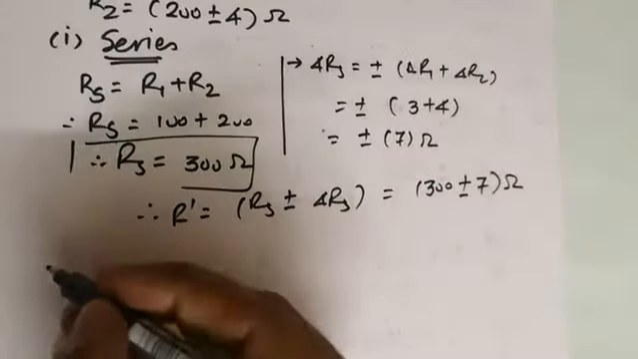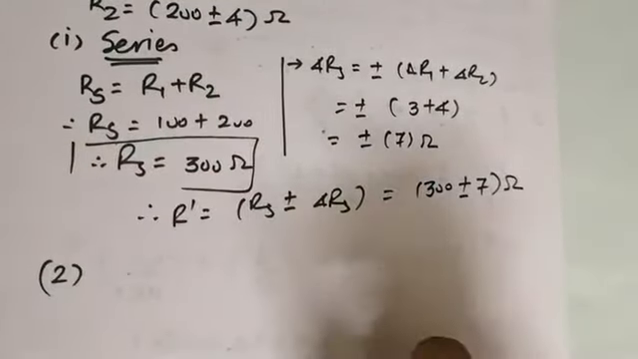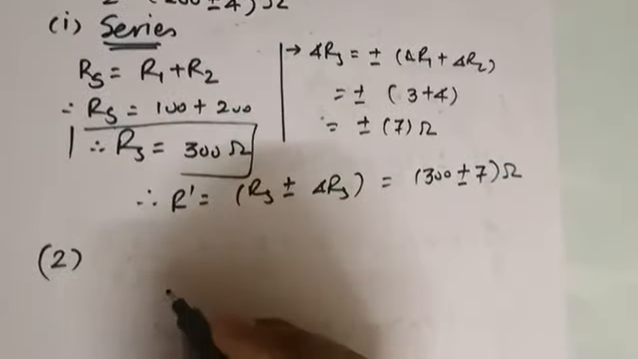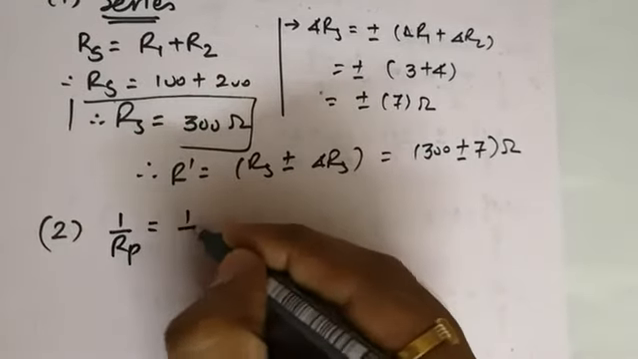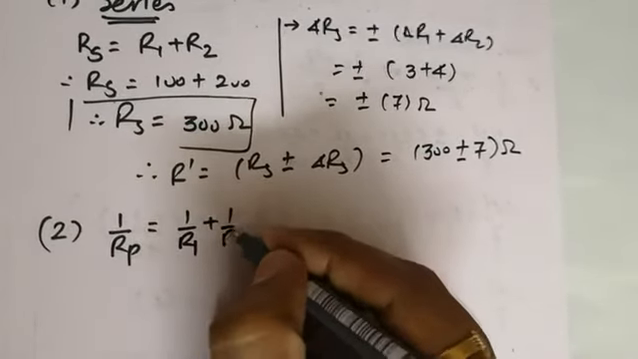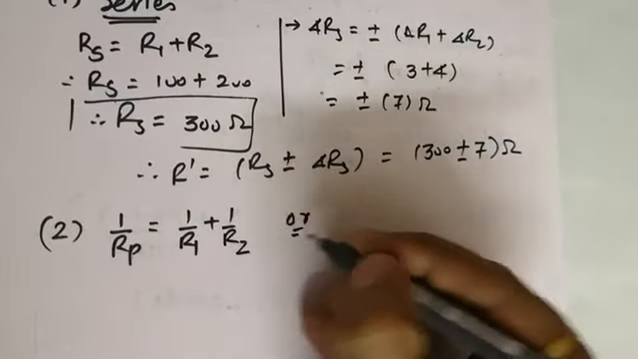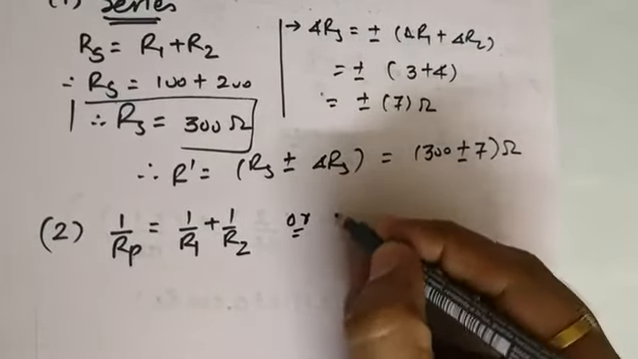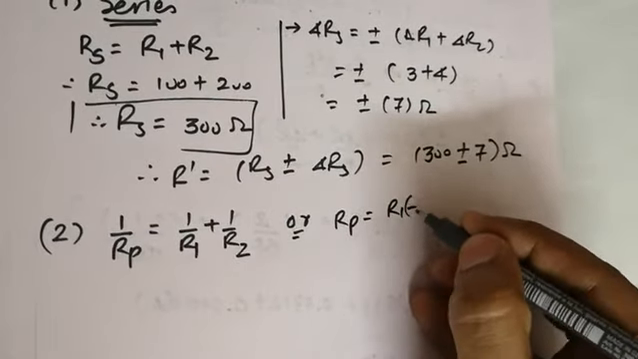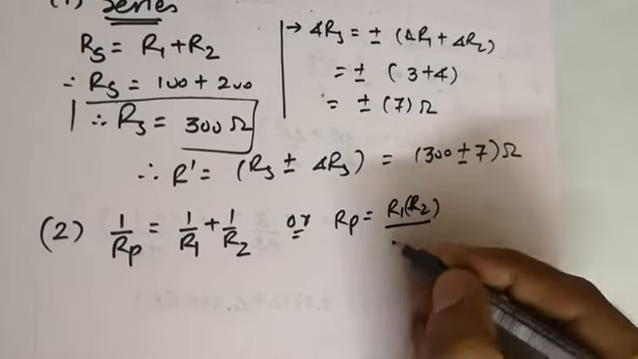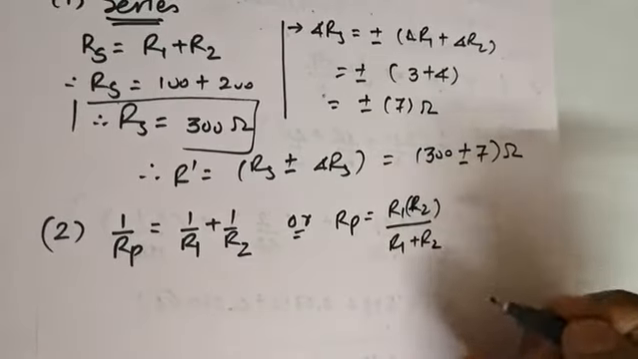So you may say, okay sir, in this example there is nothing challenging. Yes, gradually, wait for the time. It is now 1 upon Rp, 1 upon r1, 1 upon r2. Or you can say that whenever you have two resistances, in the numerator you go for the multiplication part and in the denominator you go for the addition part.